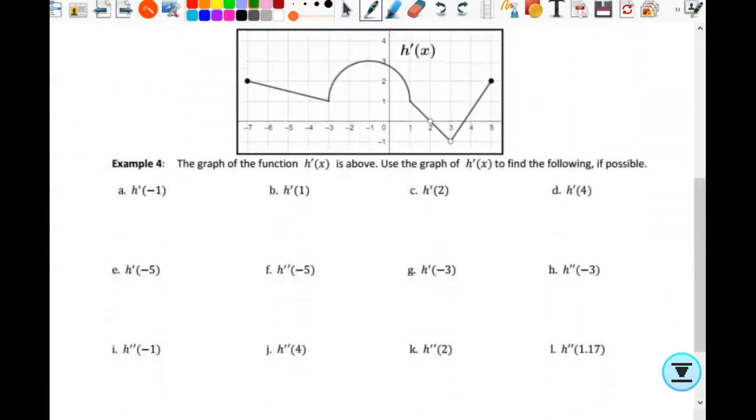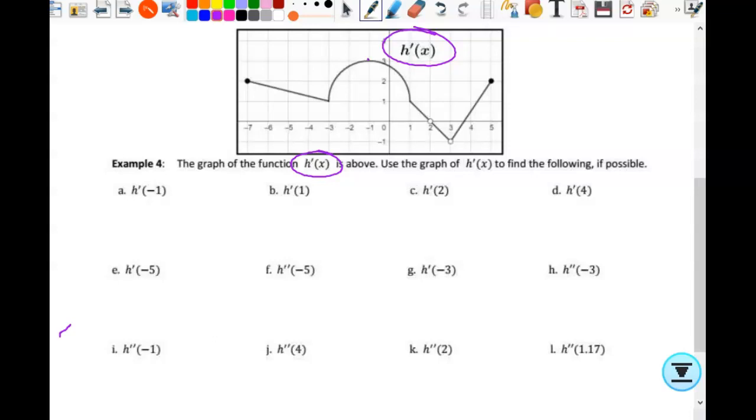All right, so here I have the graph of h prime. It's labeled as h prime. So this is the graph of the derivative of a function, okay? From this graph, I can obviously find derivative values. I cannot actually find h values without more information. But notice what we're asked for here. Let's just do h of negative 1. So h of negative 1, here's negative 1. I'm sorry, not h of negative 1, h prime of negative 1. What is h prime of negative 1?